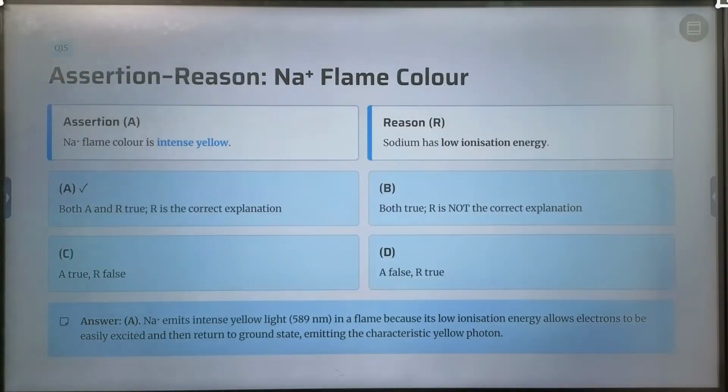So this is an assertion and reasoning type of question. See, assertion: the sodium flame color is yellow. The reason they have given is that sodium has low ionization energy. Both of the statements are correct, and it is a correct explanation also. Because sodium emits in the very low energy region, with a wavelength of 589 nanometer, it has very low ionization energy. That is why it gives yellow color, and it lies in the low energy region.